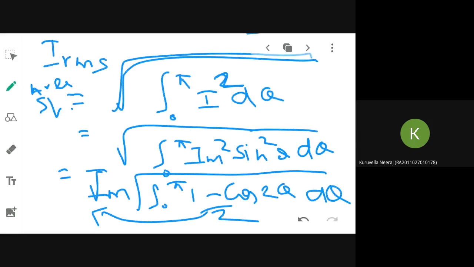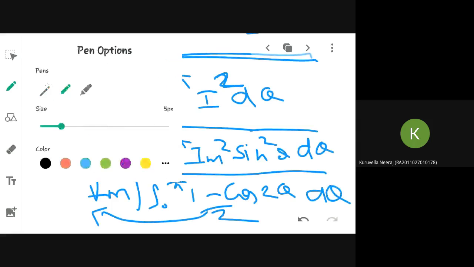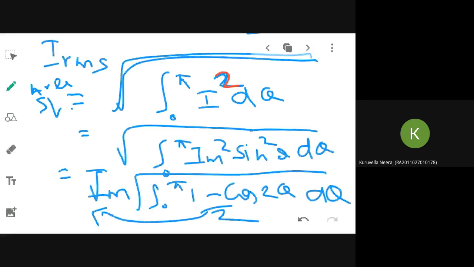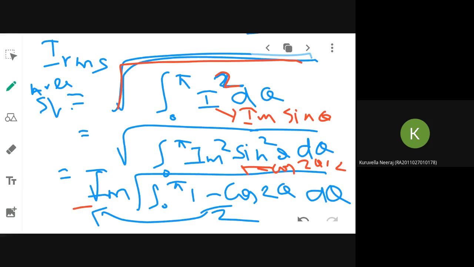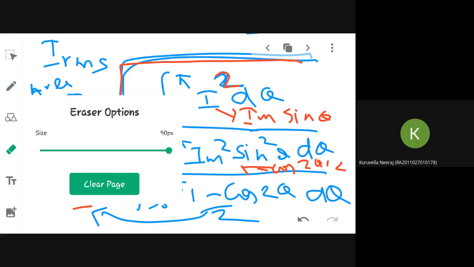Now I am trying to do the RMS derivation. RMS derivation means that I have to square the quantity and take the square root. So the original i I have squared and taken the square root. Then I know that this is equivalent to Im sin theta, so I am substituting it. Im I am taking out. Then sin squared theta I can write as 1 minus cos 2 theta divided by 2. That's all. That way I have to derive.